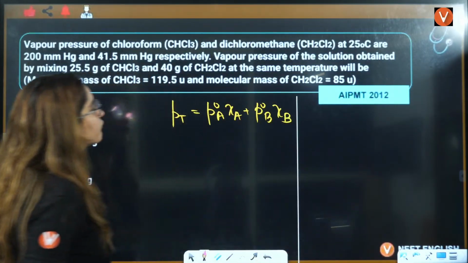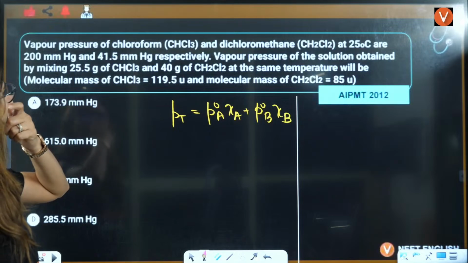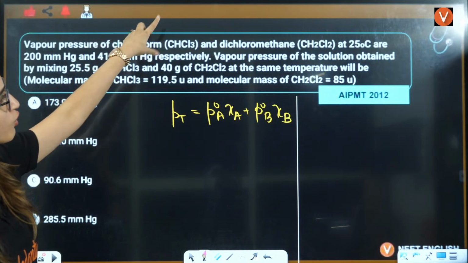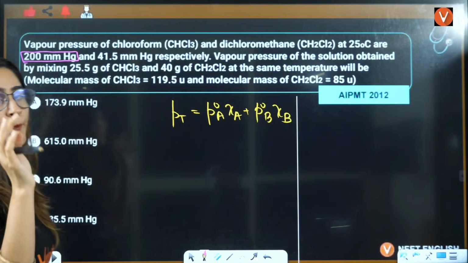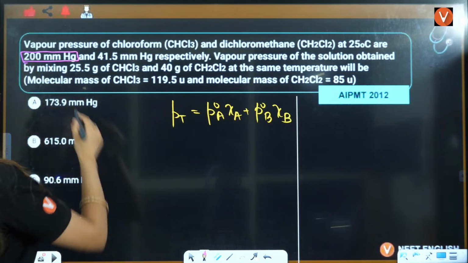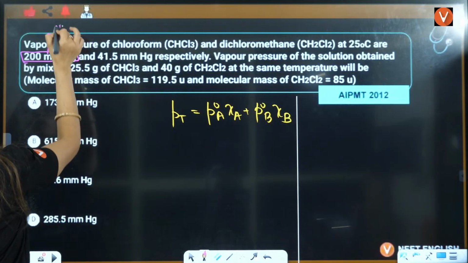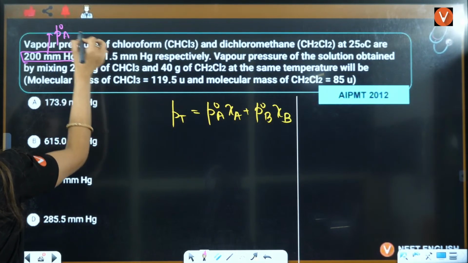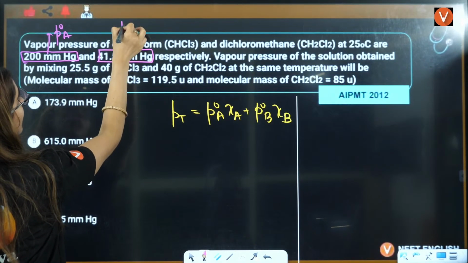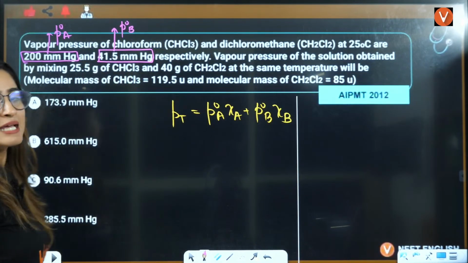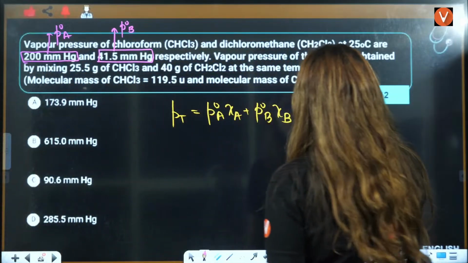But can you tell me one thing? What is P naught A? Because the vapor pressure of chloroform is given to be 200, that means they are talking about pure vapor pressure. That means P naught of chloroform is P naught A, and this is P naught of dichloromethane, that means this is P naught B. Can you solve the value of mole fraction of A and B?